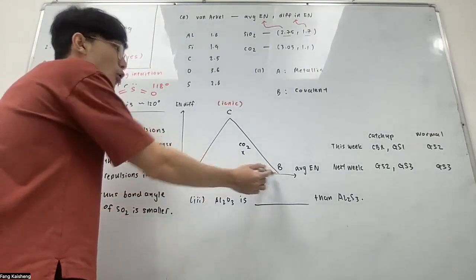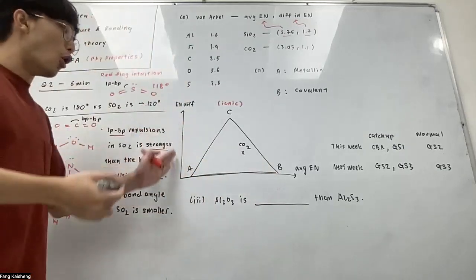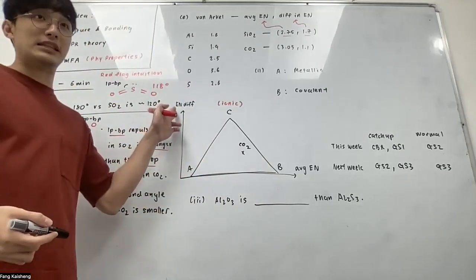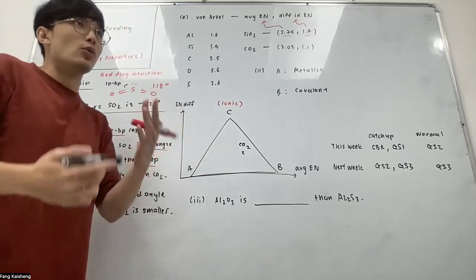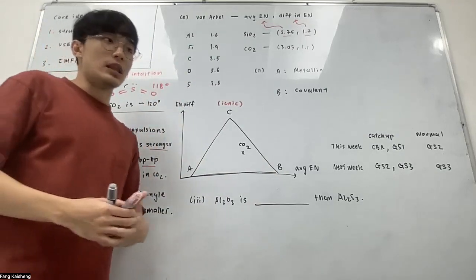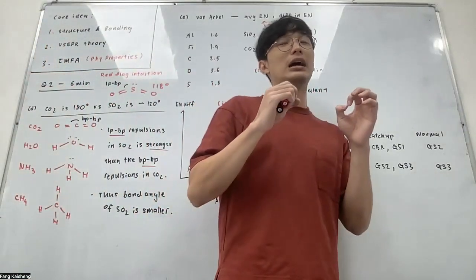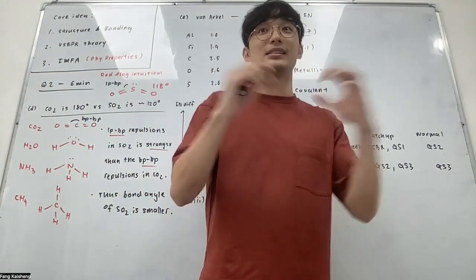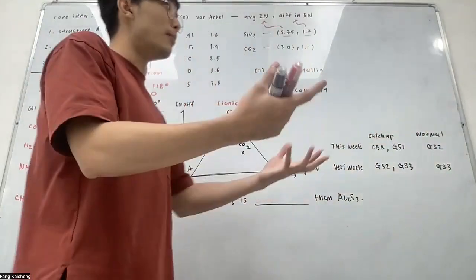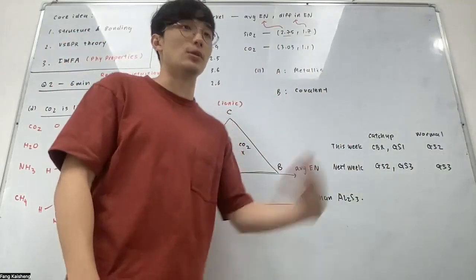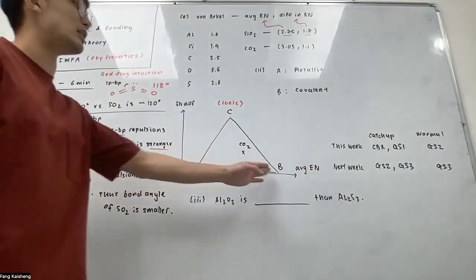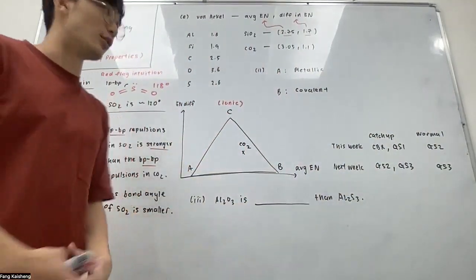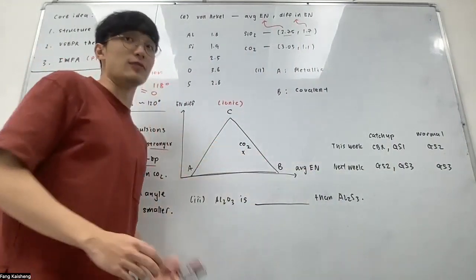A and B both have no electronegativity difference. Agree? So what does that mean if you have no difference? That means both atoms are the same, right? It could be a covalent bond, but it could be a metallic bond also. So we are not sure yet. We need to look at the difference in electronegativity, and we need to look at the average electronegativity.